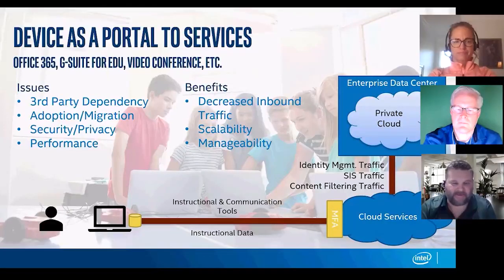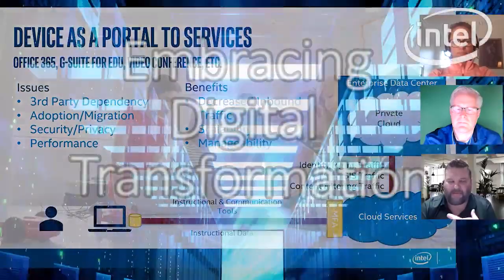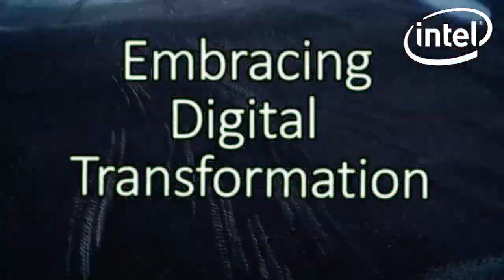Some of the things we see with the cloud services are dependency on third parties. What does it look like from a security and privacy consideration and performance? We don't really have control over that. That can link back from the cloud services to the on-prem data center. But some of the benefits are decreased inbound traffic to the data center, and we do have some inherent scalability and manageability associated with that.